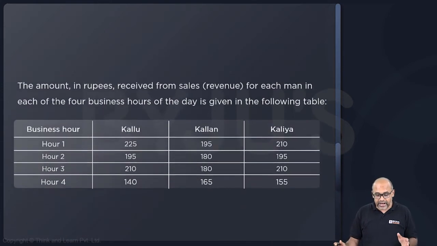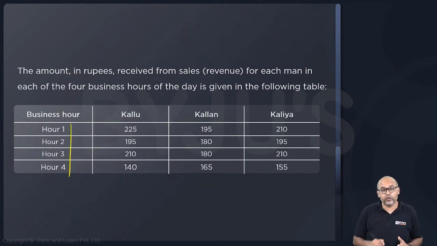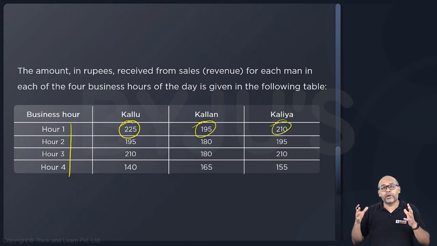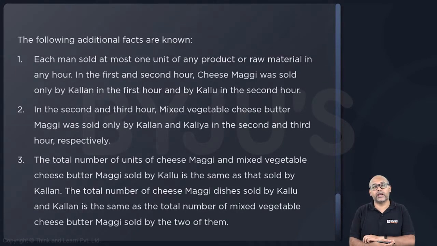Now let's go ahead and take a look at what happened in each of the business hours. They've given us the amount earned by each of the persons in these 4 hours. You can see Kallu earned 225 rupees, 195 rupees by Kalan, and Kalia 210 in the first business hour, and so on and so forth. So we have a plethora of information. Let's put all of that together and see what is happening.